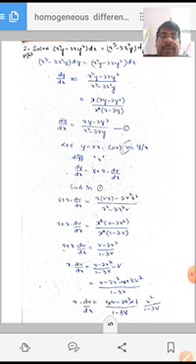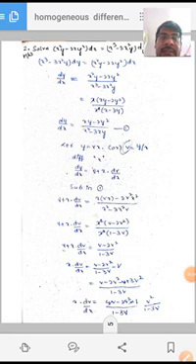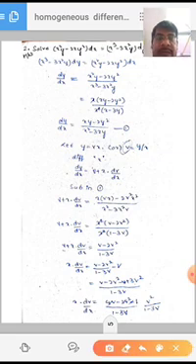Each term has the same degree, that is, the degree is 3. This is a homogeneous differential equation of degree 3. This can be written as dy by dx is equal to x square y minus 2xy square divided by x cube minus 3x square y.